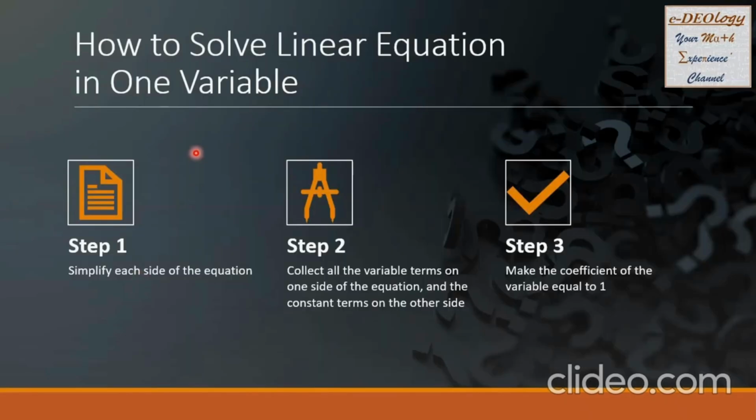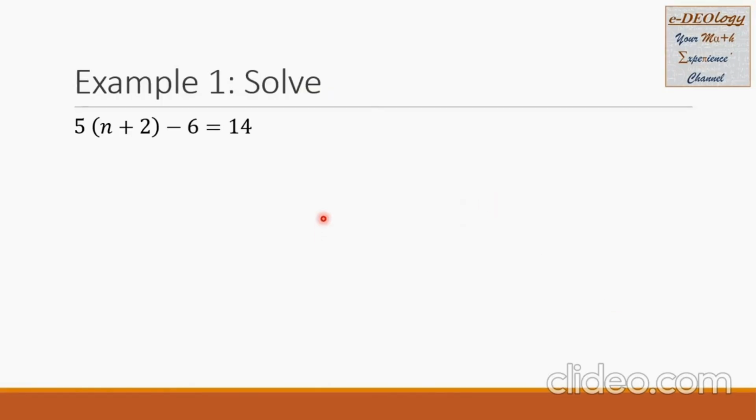Now, let us solve linear equation in one variable. We will follow 3 steps. Step 1. Simplify each side of the equation. Step 2. Collect all the variable terms on one side of the equation and the constant terms on the other side. Step 3. Make the coefficient of the variable equal to 1. Let us have some examples.